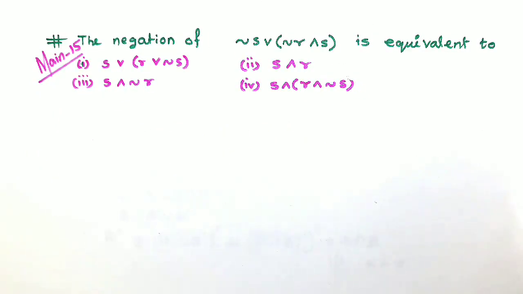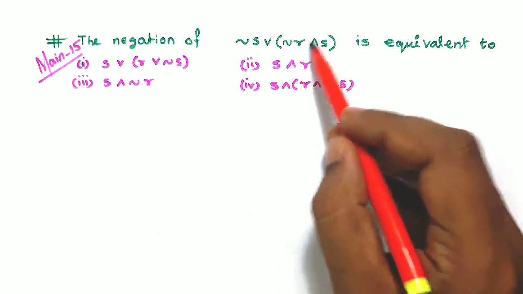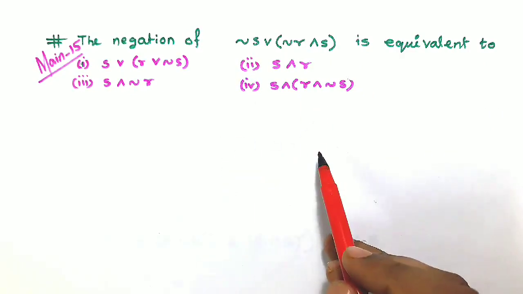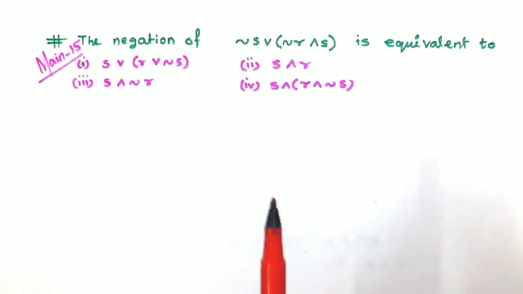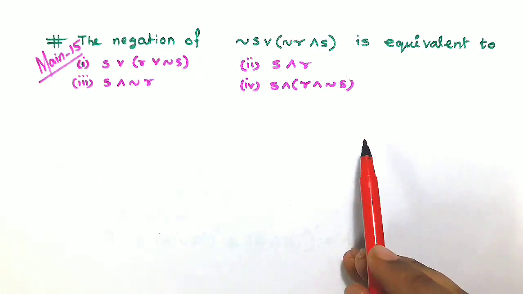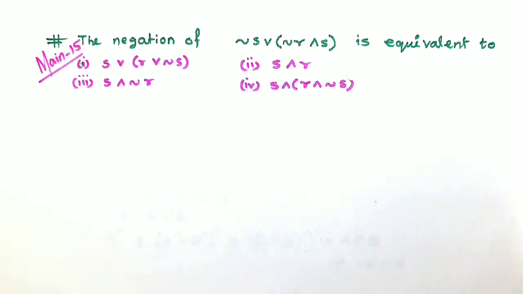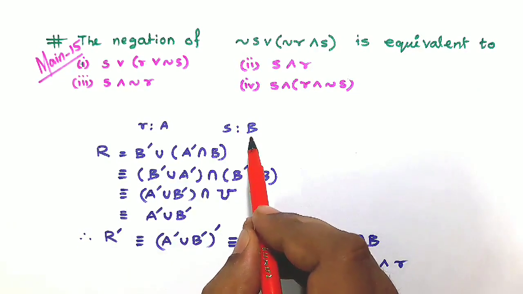The next problem: the negation of (negation S or (negation R and S)) is equivalent to which one of the options? It is taken from Main 15, and this is also one of the most important questions. We shall not follow the traditional way, we shall use again the concept of set theory. Let us consider that the statement R be the set A and the statement S be the set B.